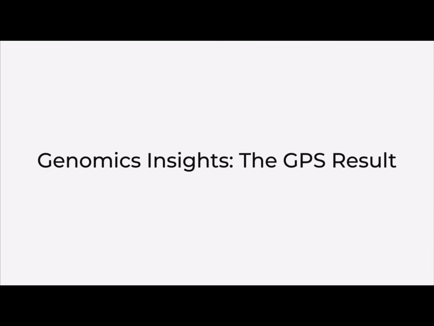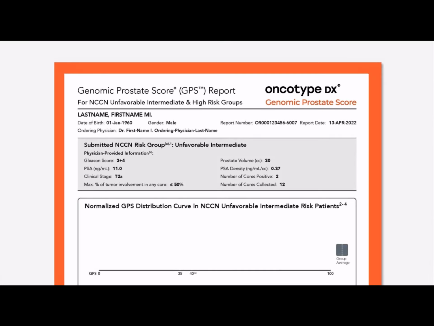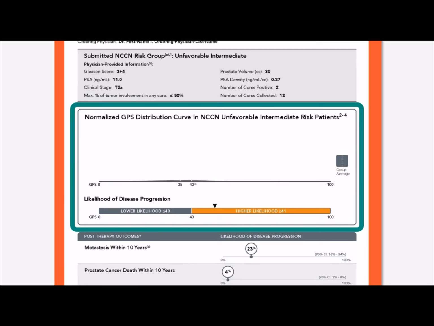Genomic insights, the GPS result. The GPS result provides actionable data that predicts tumor aggressiveness to help inform treatment intensity given the risk profile of the tumor. The GPS result informs genomic risk independent from clinical parameters and has been validated in 6 prospective studies involving 1,865 patients with localized prostate cancer.